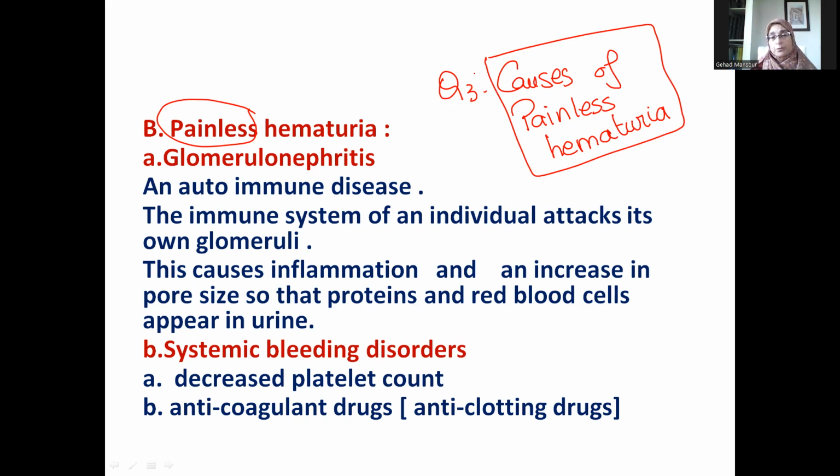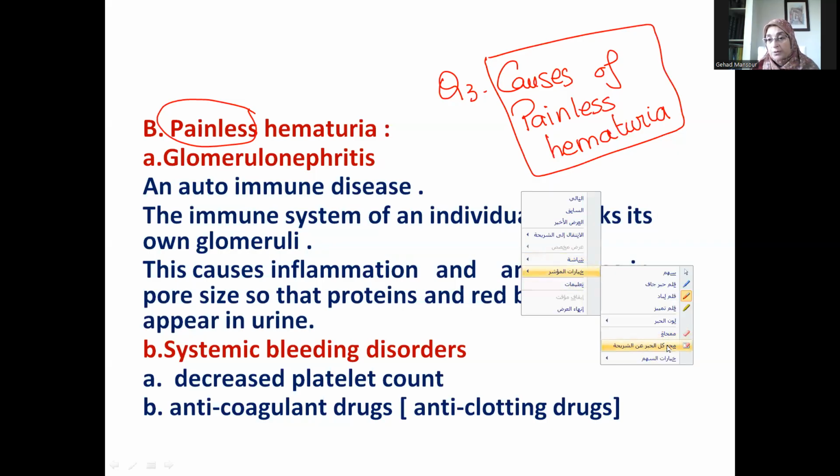But most of the time I specify in order to avoid very long answers. So most of the time I ask about causes of painful or causes of painless hematuria. Causes of painless hematuria include two broad causes, which are glomerulonephritis and systemic bleeding disorders.